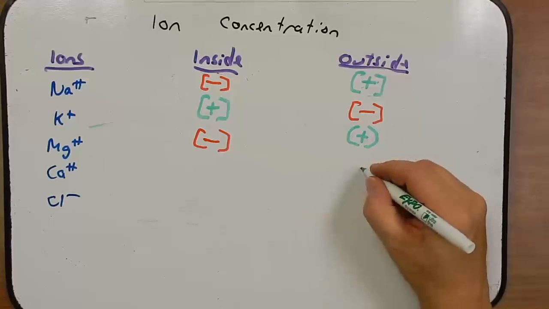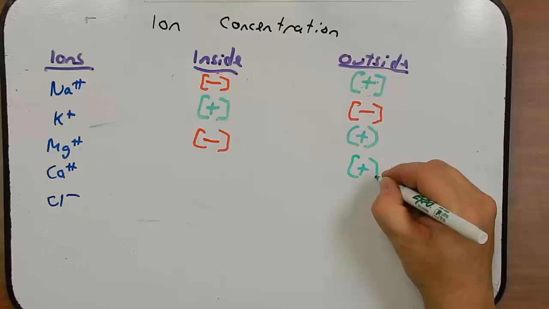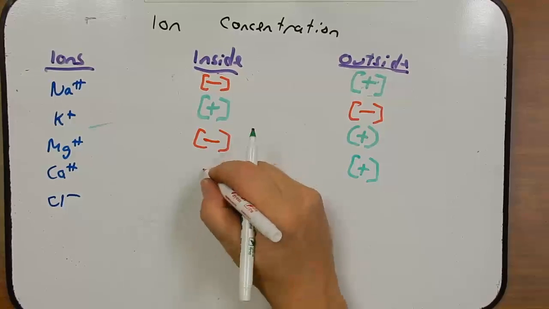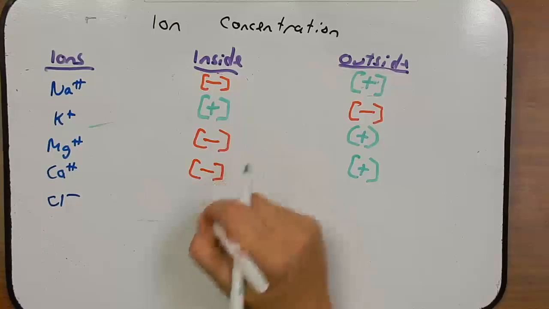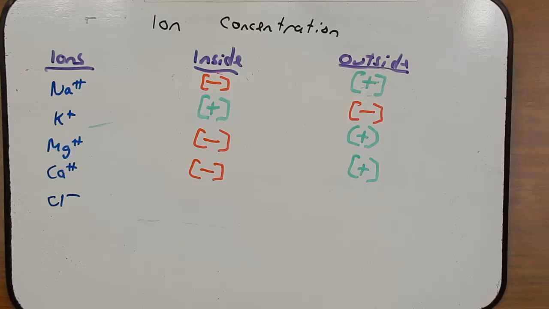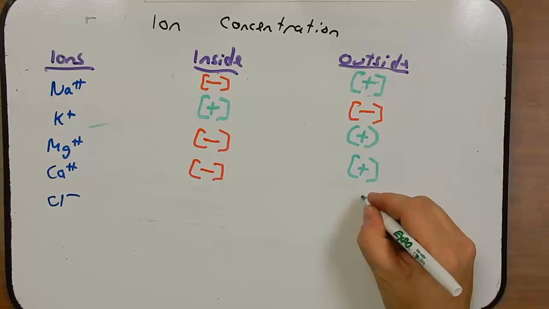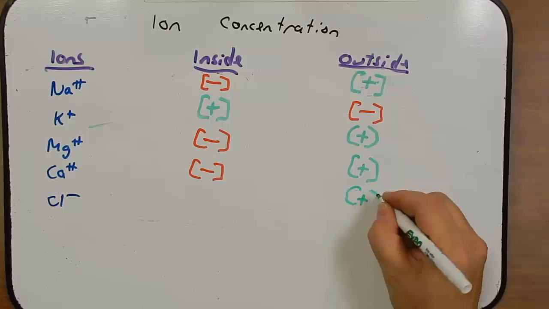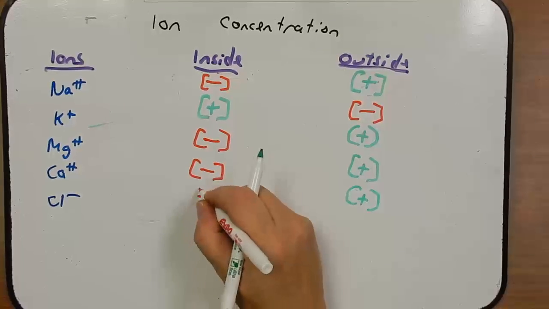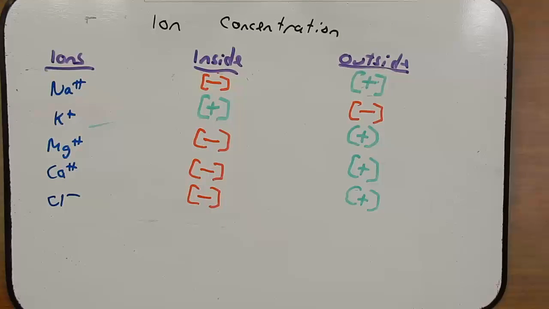Calcium is higher outside of the cell than inside the cell. Now there are parts inside the cell, like the ER, that's going to have a very high concentration, but we're just talking about in general inside of the cell. And then the last one is chloride. Chloride has a higher concentration outside of the cell compared to a lower concentration inside the cell.